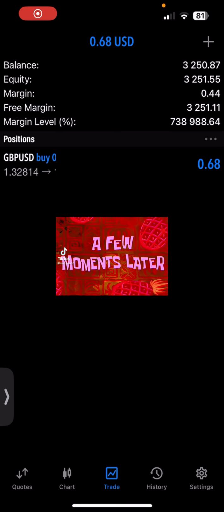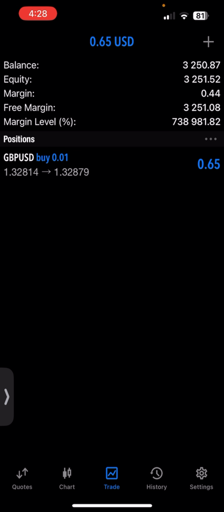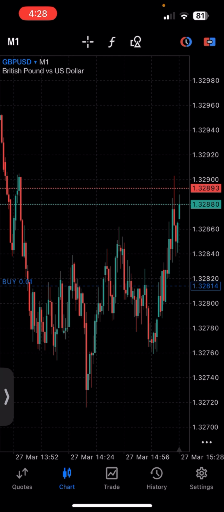A few moments later, finally, this is how the signal that we tested is playing out. This is how it is playing out right now.